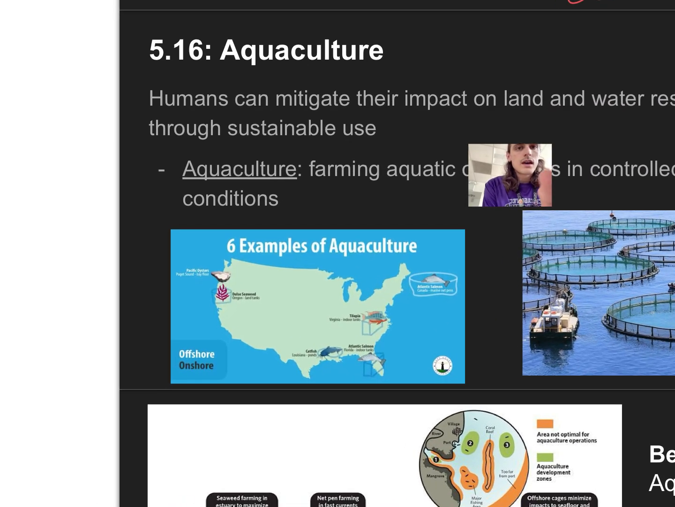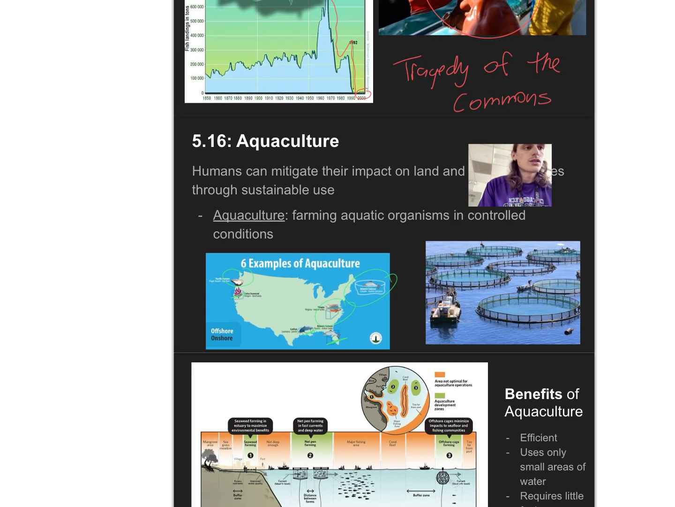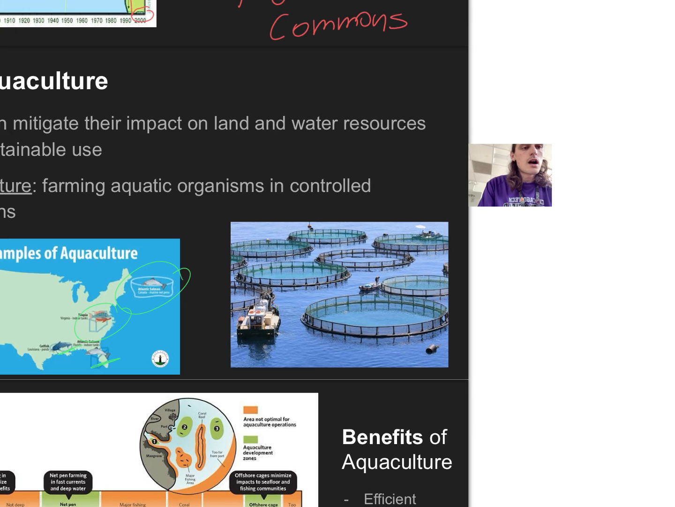So we have Atlantic salmon that's being grown, okay? We have tilapia, we have more salmon down here, indoor tanks, catfish, seaweed, and then oysters as well. So here's some examples of aquaculture. You can see visually here, they have these tanks, or nets rather maybe, where they're growing fish probably, and then they can get around here and then harvest them.